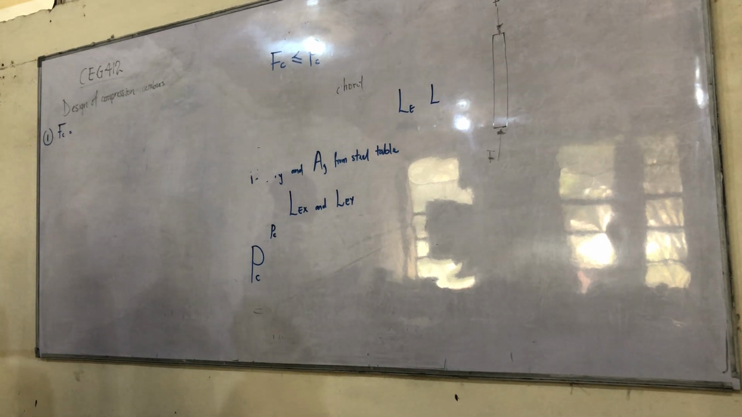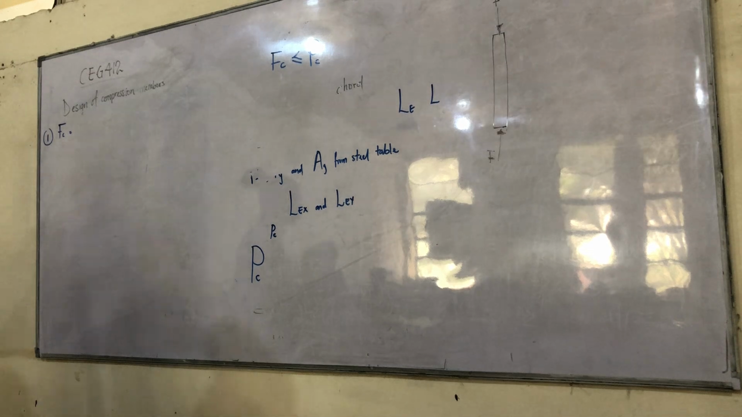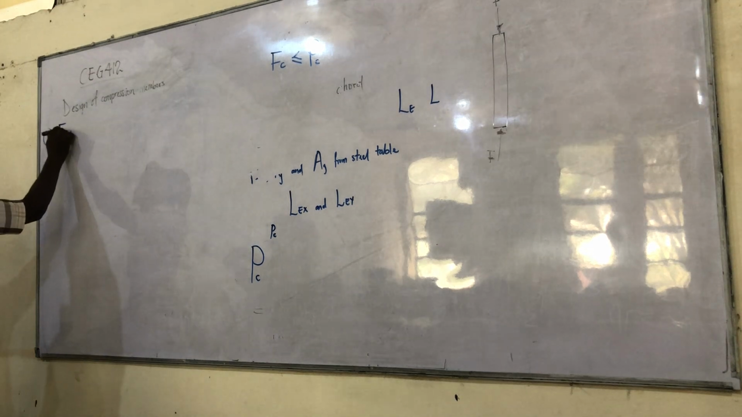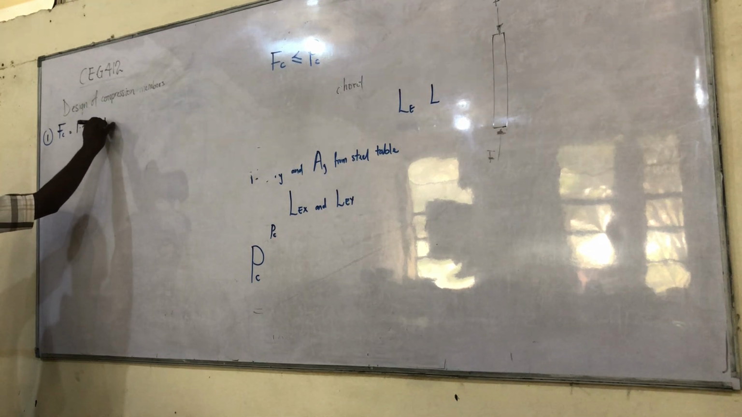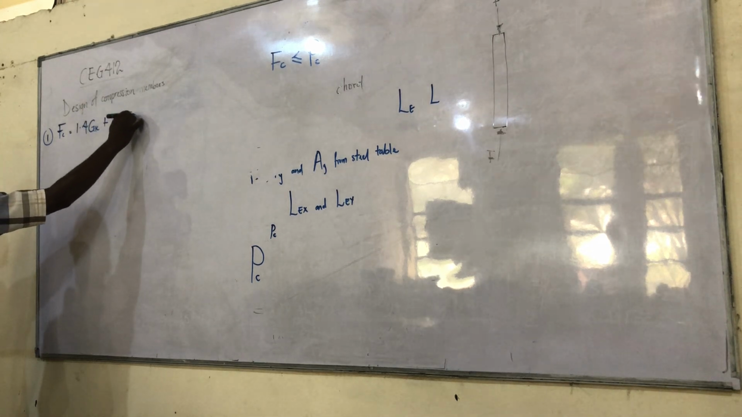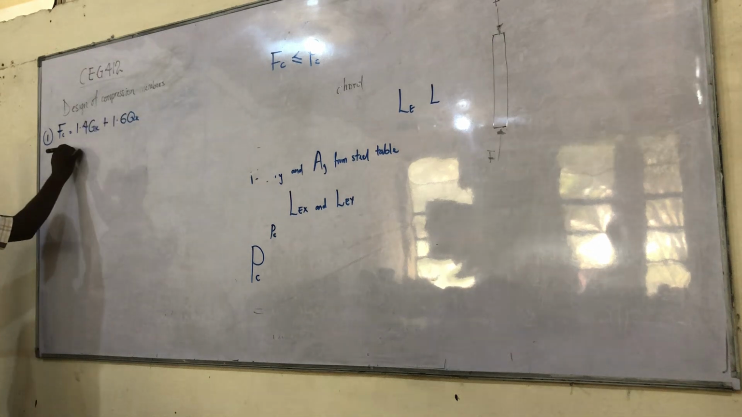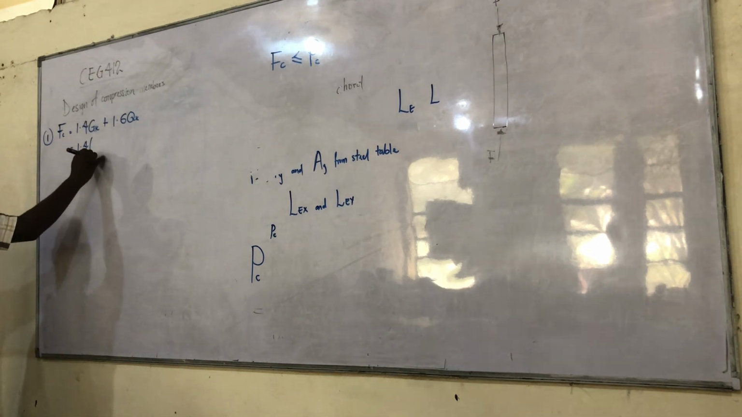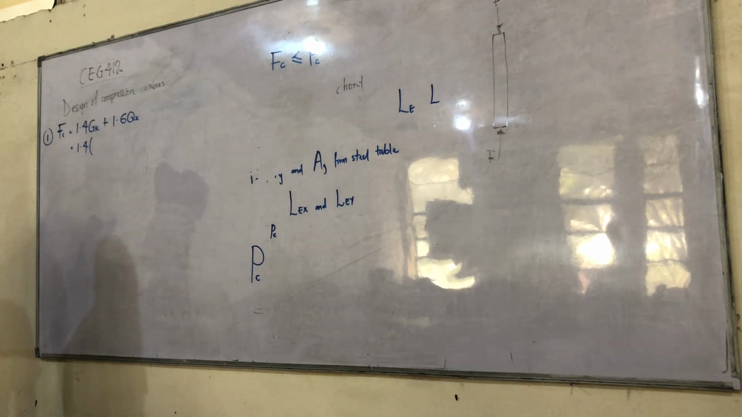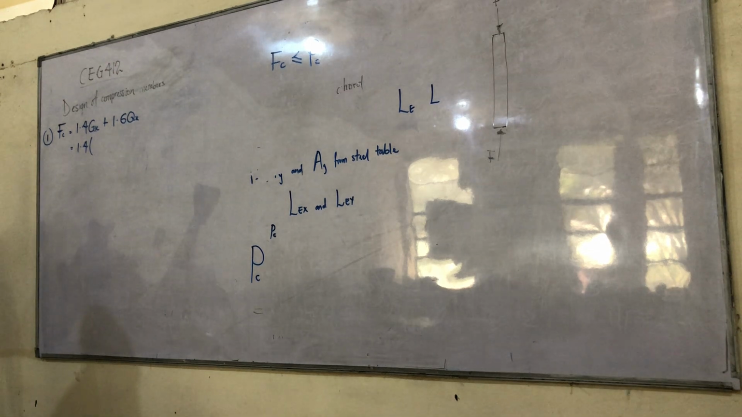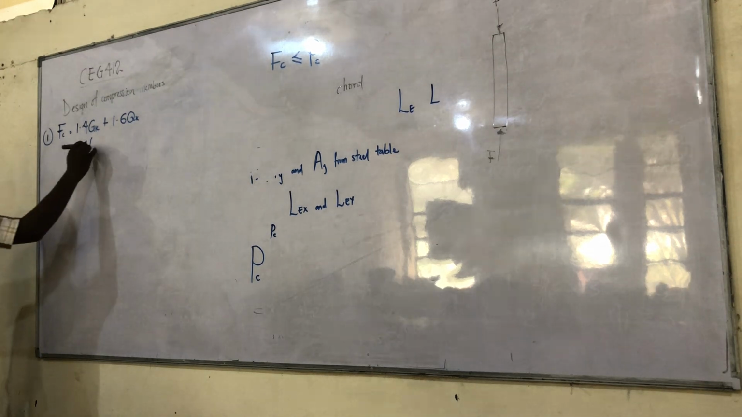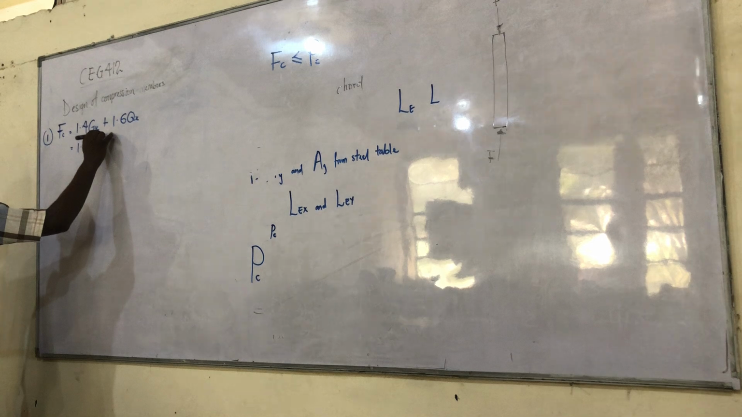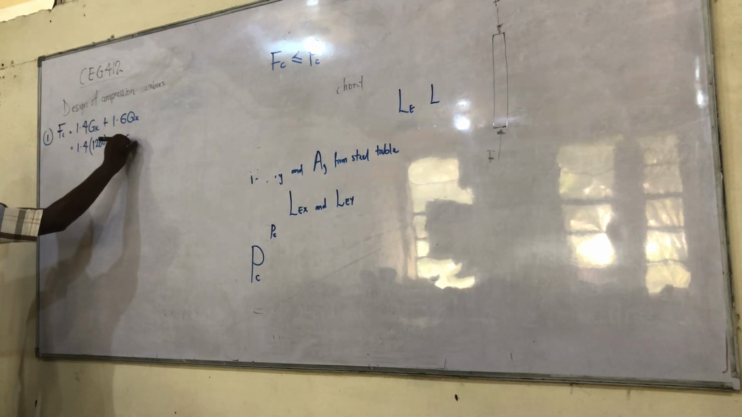1.4 GK plus 1.6 QK. So that's the same thing here. 1.4 GK plus 1.6 QK. Now, what's our GK from the question? What is the meaning of GK? Dead load. So what's our dead load from the question? Good. What's our QK?